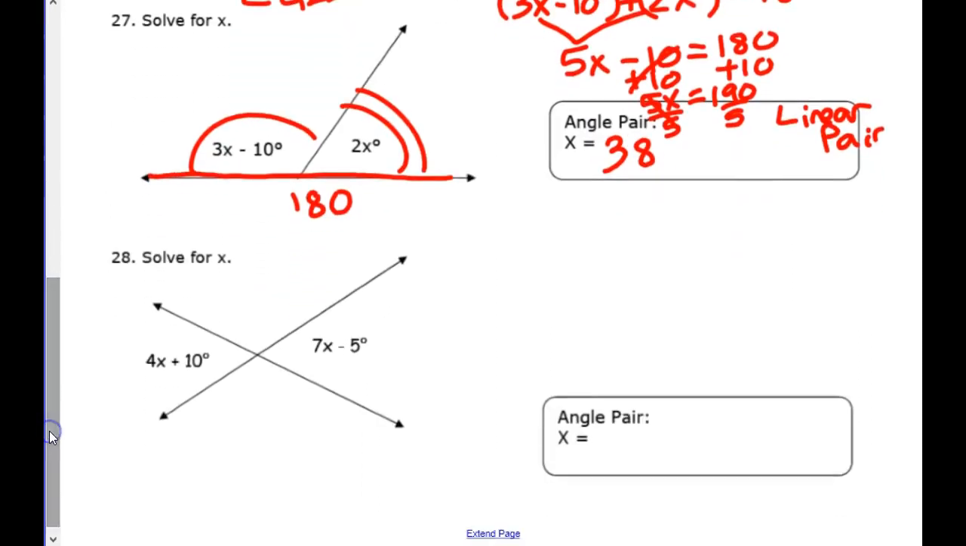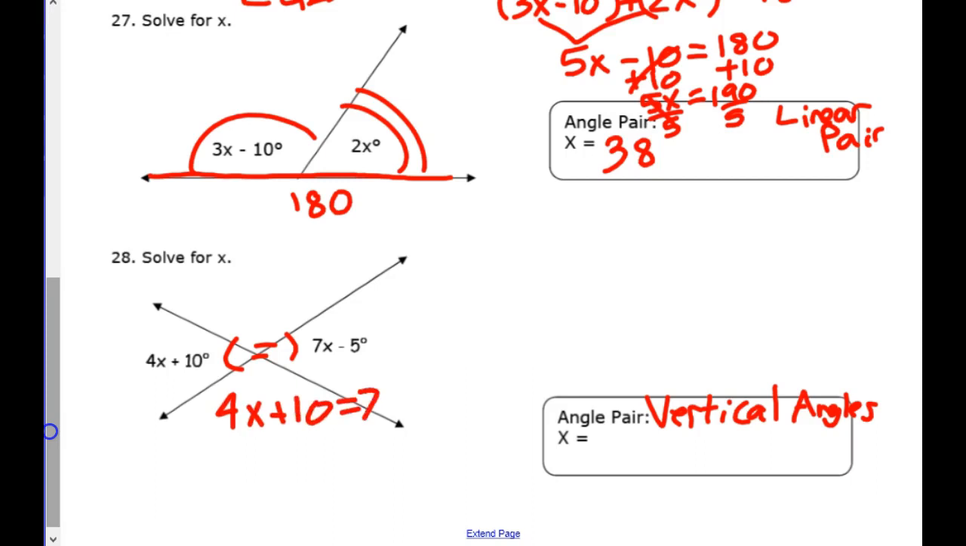Alright, and then down here, these are vertical angles because they're across from each other. You got to know these words, vertical angles. So if they're vertical, that means this is equal to this. We know they're equal, so 4x plus 10 equals 7x minus 5.